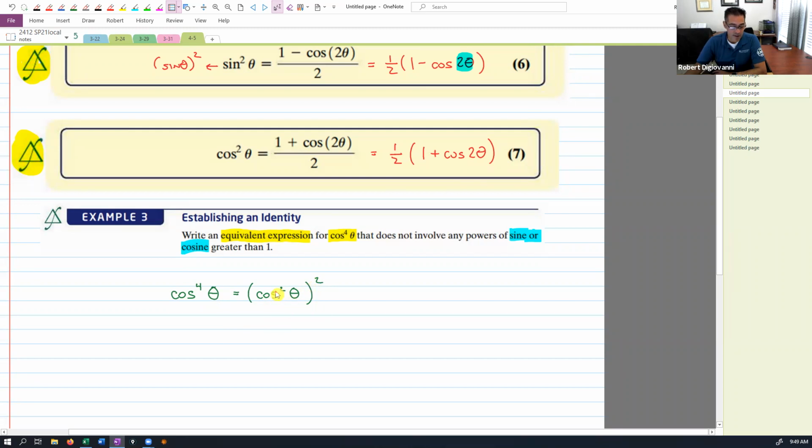Now, on the inside of the parentheses, this cosine squared theta, do you all agree that it is this in red right here? That's what it is, right? So I'm going to say that this is equal to something squared. Now, the something here is 1/2, and then 1 plus cosine 2 theta. Right? That's what this is, according to the formula I just gave you. Questions there?